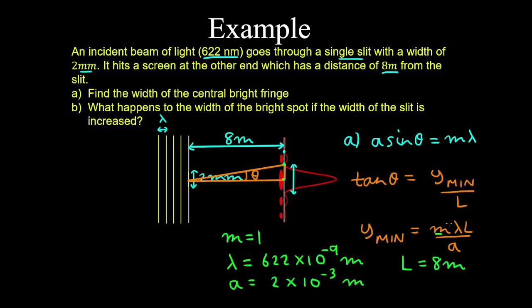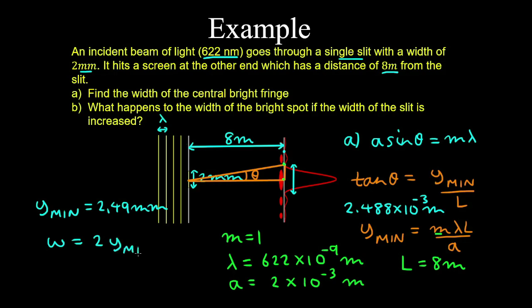So if you calculate this out, you'd get y min is 2.488 by 10 to the minus 3 meters. So if you multiply this by 1000, you'd get y min as 2.49 millimeters. And therefore the width of this bright fringe, which we denote W, is equal to 2 y min. So that gives 4.98 millimeters.